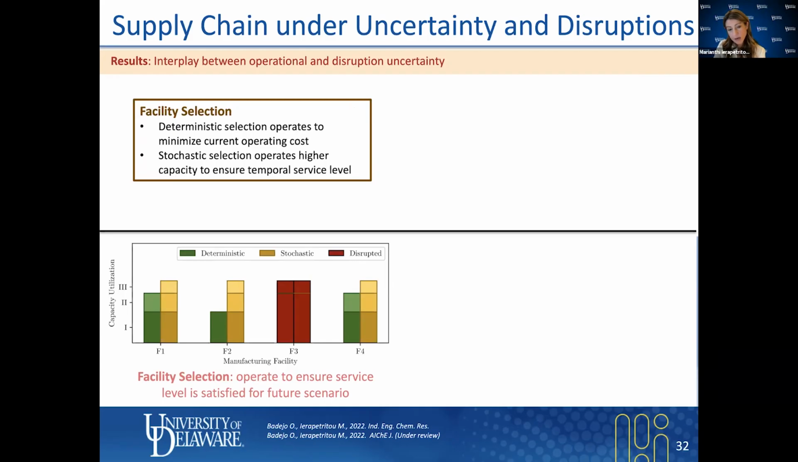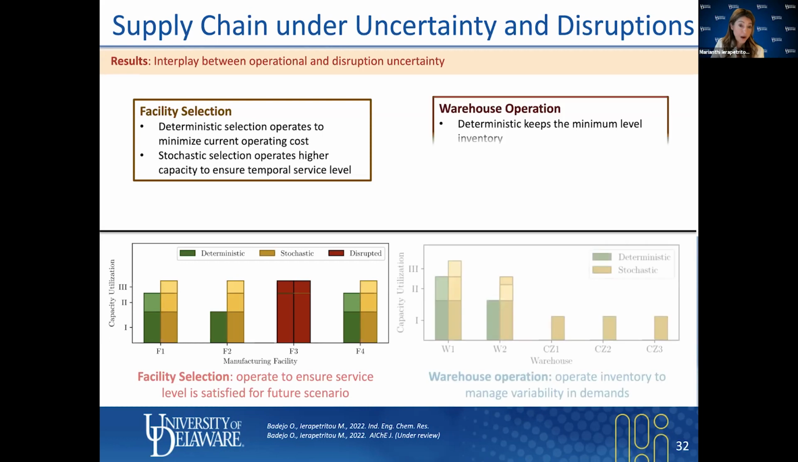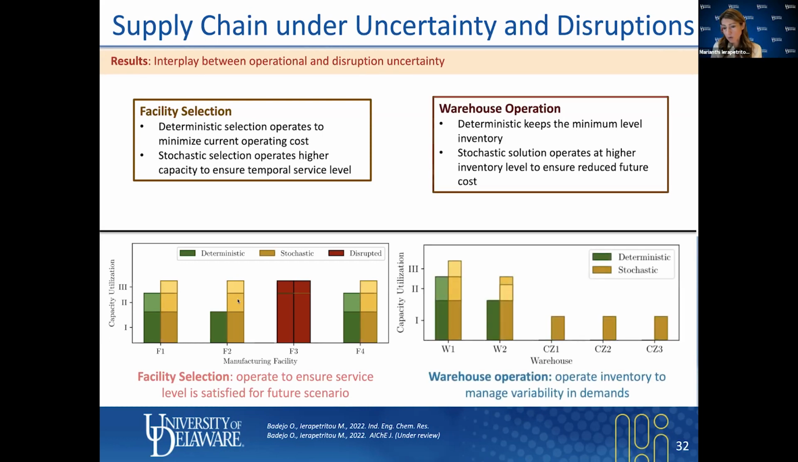you consider the uncertainty in the facility utilization to be able to increase the capacity on the different facilities in order to accommodate what is coming as a disruption. Same for the warehouse operation. Again, the stochastic is in yellow, the green is deterministic, and we see the capacity utilization increasing.